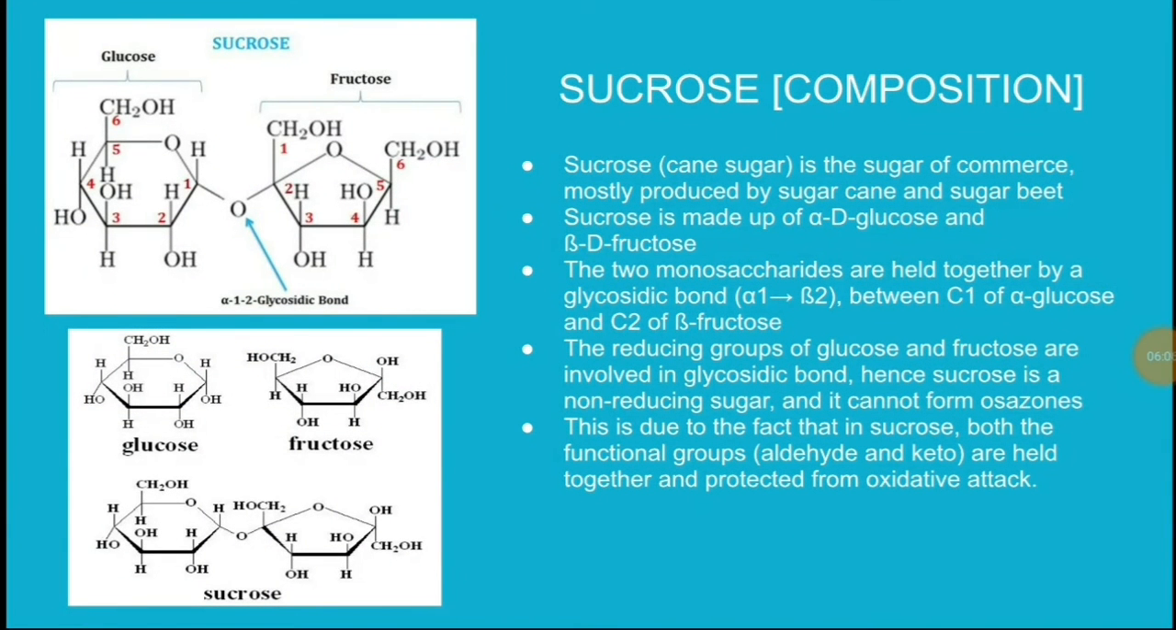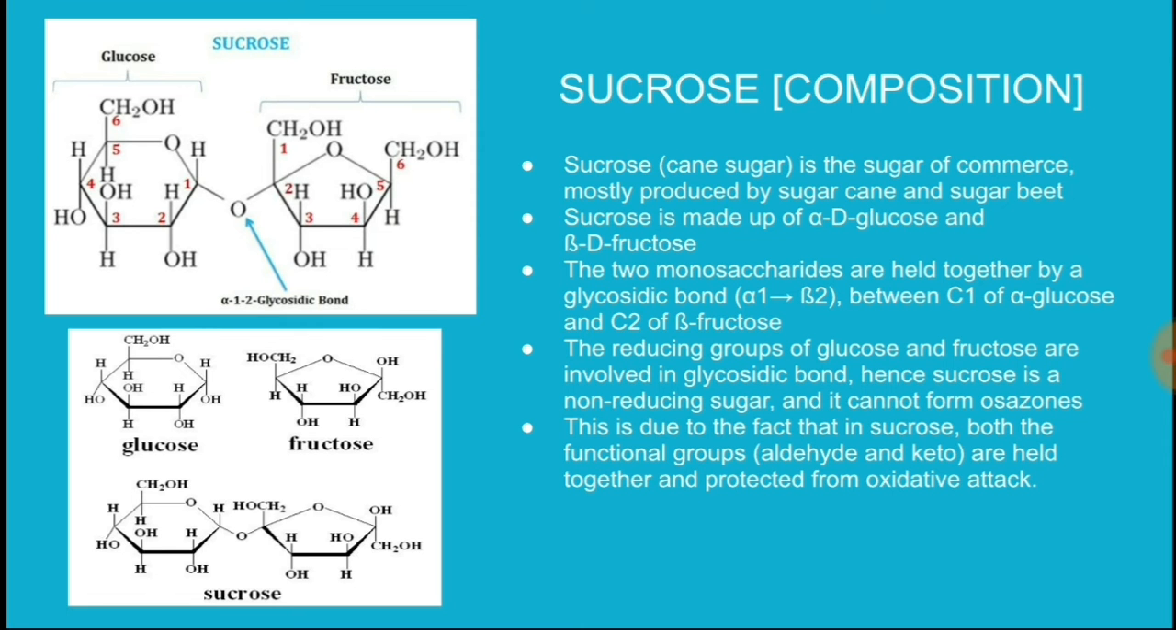So, in the previous classification of disaccharides, we saw that sucrose was one of the non-reducing sugars. It was non-reducing because glucose and fructose, the two reducing groups, form a glycosidic bond. When the two reducing groups of glucose and fructose are involved in the glycosidic bond, sucrose becomes a non-reducing sugar and it cannot form osazone.